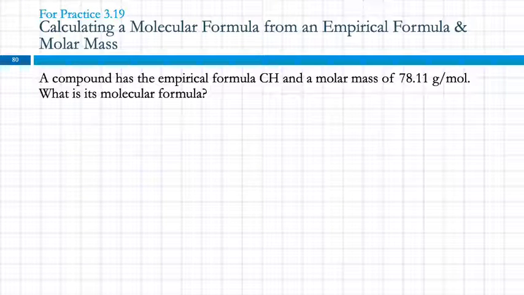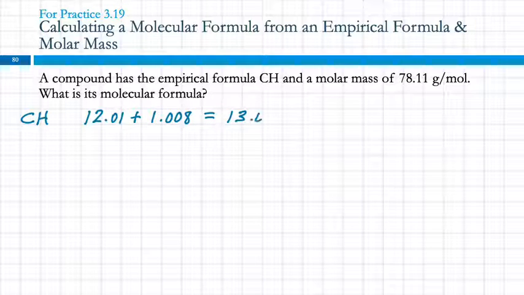So a compound has an empirical formula CH and a molar mass of 78.11 grams per mole. What is its molecular formula? Well, what's the mass of this empirical formula? CH. It'd be 12.01 plus 1.008, so 13.018 grams per mole. Is that the same as the actual molar mass? No, it's too small. How many times does this go into that?